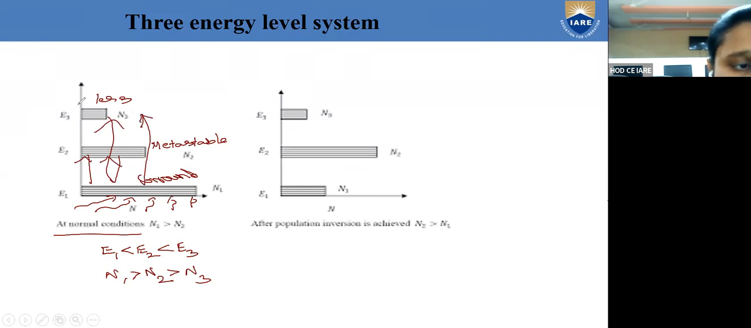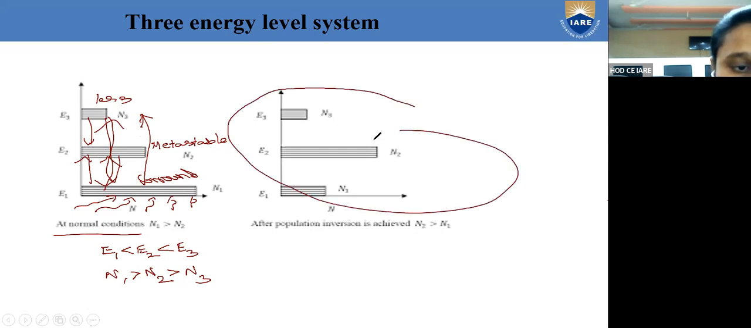But atoms which have gone to E3, within a short time, within a few milliseconds, will get de-excited to E2 as well as E1. Why? Because its lifetime is very less. But atoms which have gone to E2 won't come down fast, they won't lose their energy fast because its lifetime is more. So it will retain those atoms for more time. So here in E2, first atoms have gone from E1 to E2, and some have been added from E3 to E2. As you can see, a stage will be reached where the population of E2 will become more than E1.